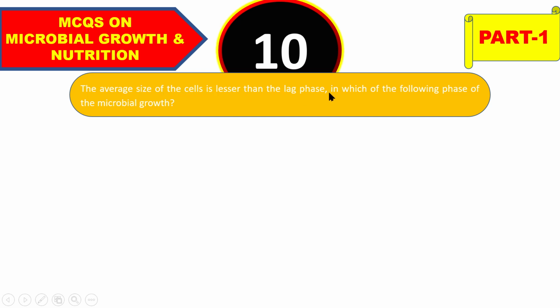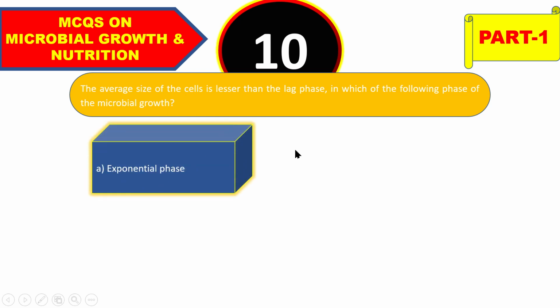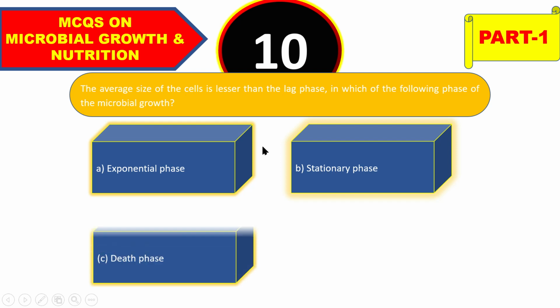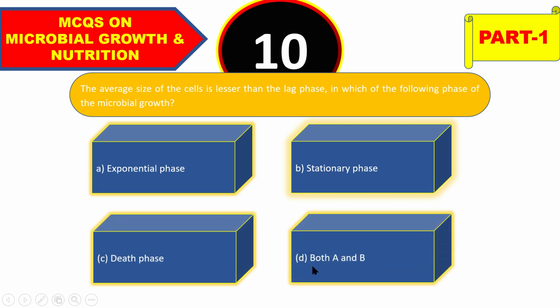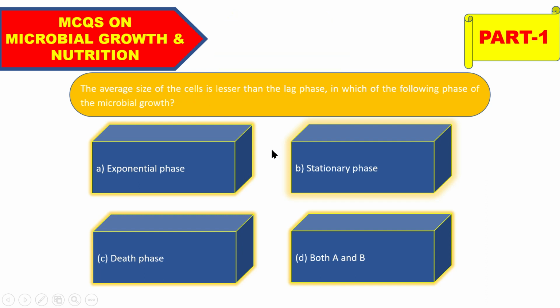Okay, so move on to the next, that is the average size of the cells is lesser than the lag phase in which of the following phases of the microbial growth? And the options are exponential phase, stationary phase, death phase, or both A and B. And the right answer is exponential phase. So in exponential phase, the average size of the microorganism is lesser than the size when they are present in lag phase.